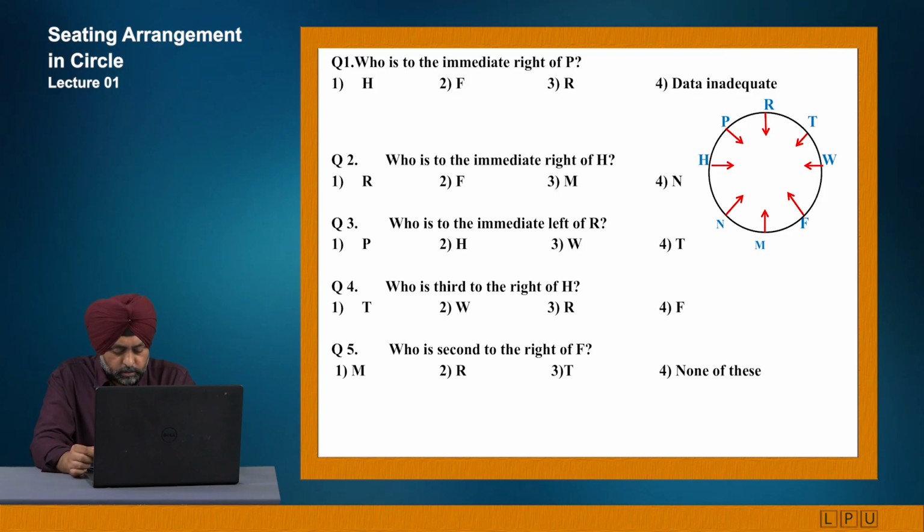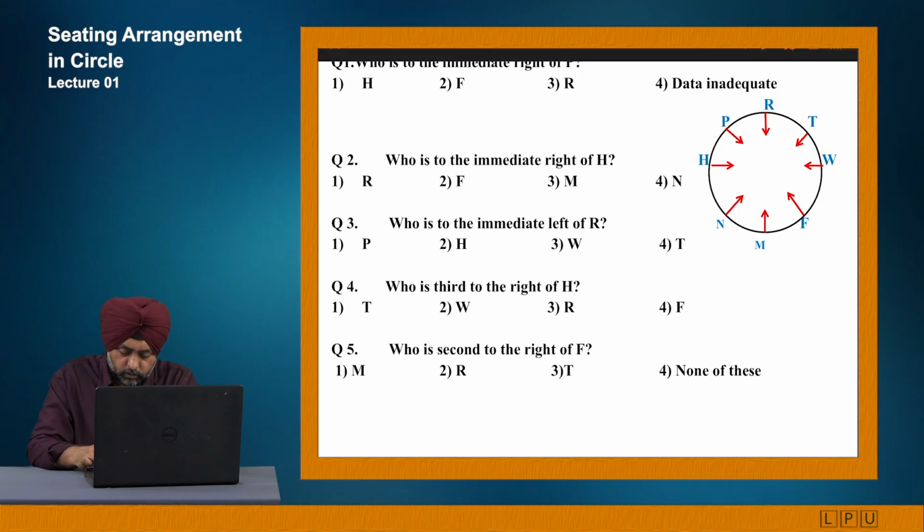Okay. First question is, who is to the immediate right of P? You know, to the immediate right of P, it will be H. Immediate right means anti-clockwise and it will be H. Second, who is to the immediate right of H? If you want to see, you can mark it here also. Who is to the immediate right of H? You can see immediate right of H will be N. So answer will be N.